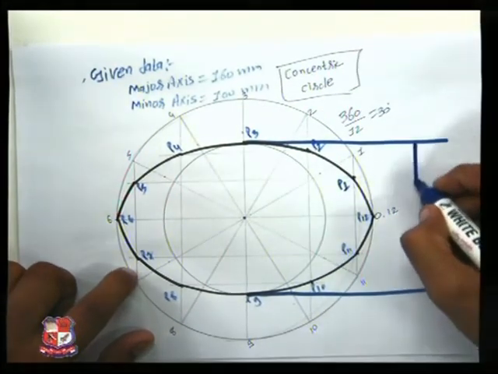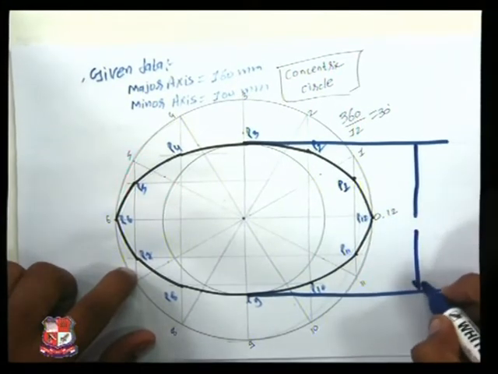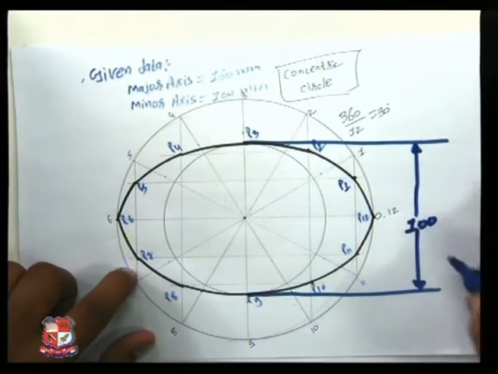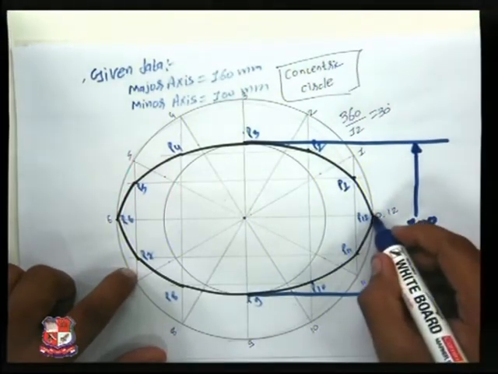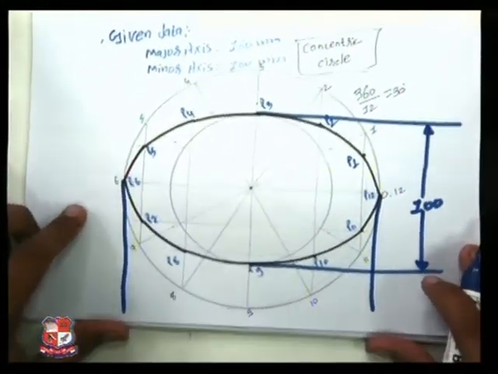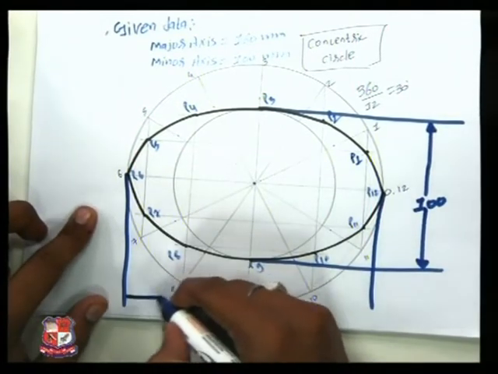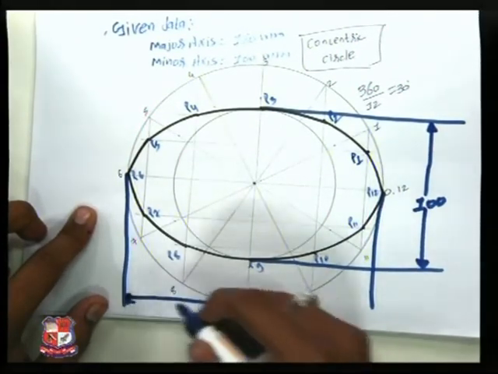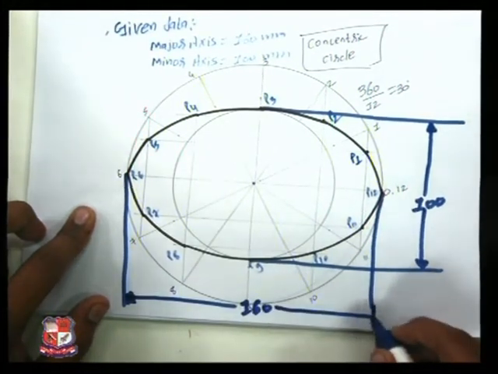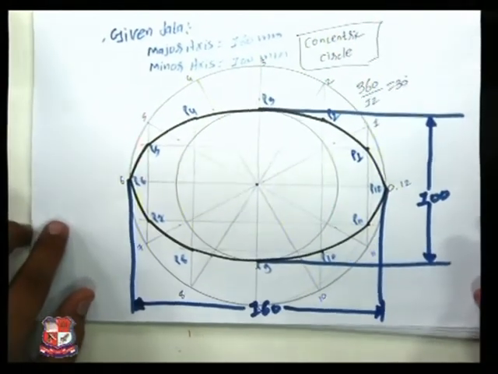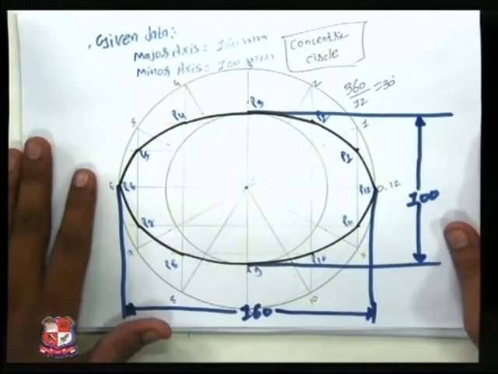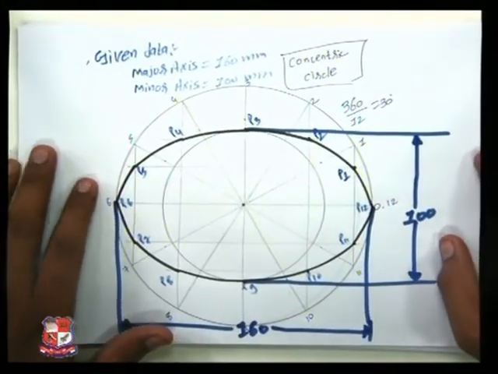We have got this minor axis as 100 mm and this major axis as 160 mm. We have got this minor axis and major axis both. Now let's have a look at it once again.